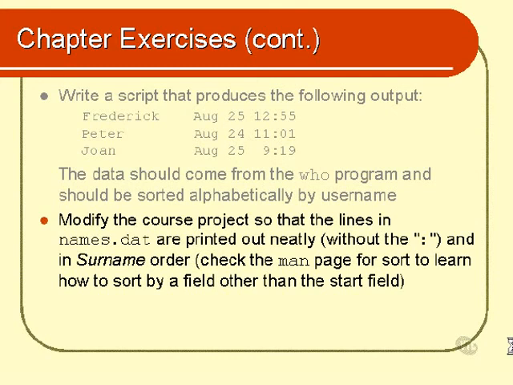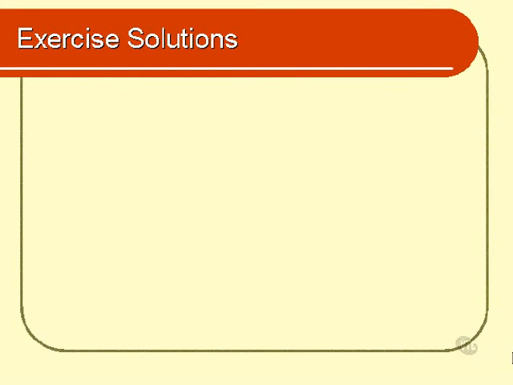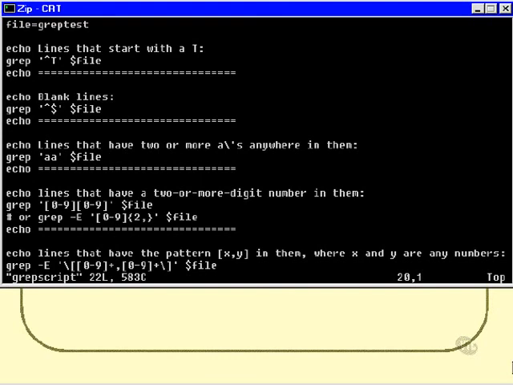Okay, good luck. Here are the solutions to the exercises from Chapter 7. We'll start by looking at that grep test program. Let's have a look at that. I've actually created one file called grepscript that provides the solutions to all of those exercises, and it's self-commenting. In other words, it puts out a little echo line just before it shows you what it's about to print. So let's see lines that start with a T.